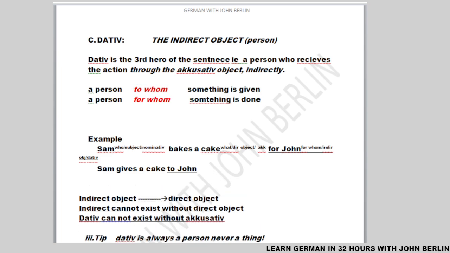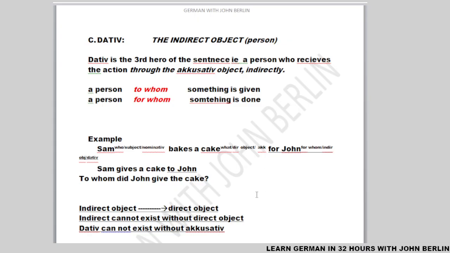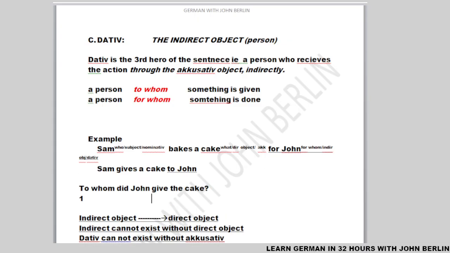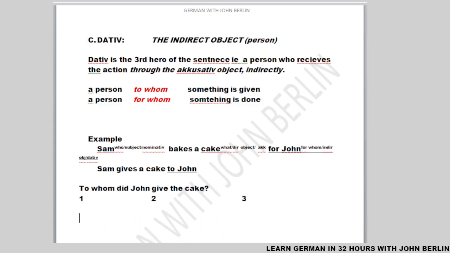So let's say, to whom did John give the cake? To whom did John give the cake? So let's answer it systematically in first person, second person, and third person. So we could say John gave the cake to me, or he gave the cake to you, or he gave the cake to him, or to her, or to it. Or we could say he gave the cake to us, he gave the cake to you all, and he gave the cake to them.